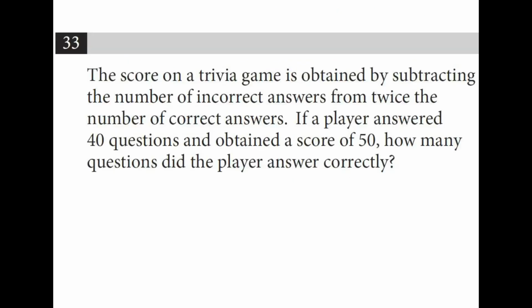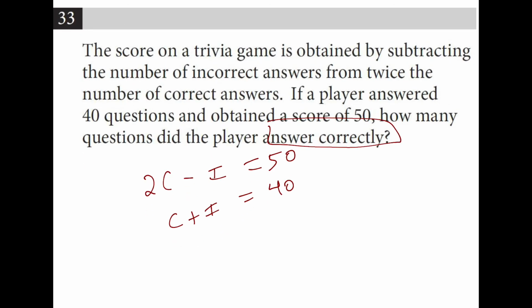The score in a trivia game is obtained by subtracting the number of incorrect answers from twice the number of correct answers. So 2 correct minus I. And we got a score of 50, and C plus I is 40. And this means they want us to solve for c. So it's already set up for elimination. We can just add straight down. 3c is equal to 90. So the answer is 30.